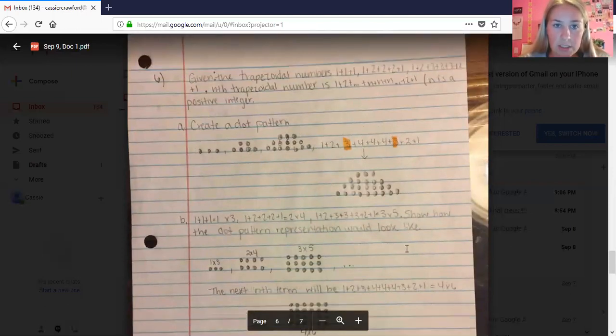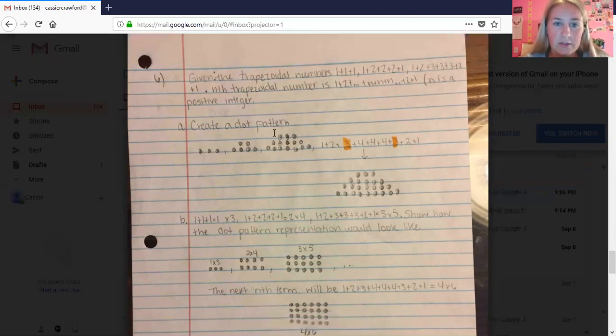Number 6, we're given these trapezoidal numbers, and we are expected to write a dot pattern, which I showed here, and then draw the dot diagram for the nth trapezoidal number, which I did here.